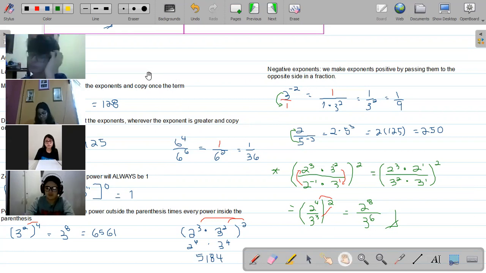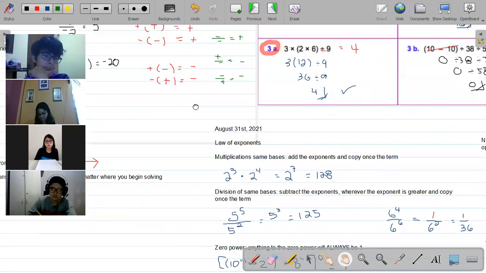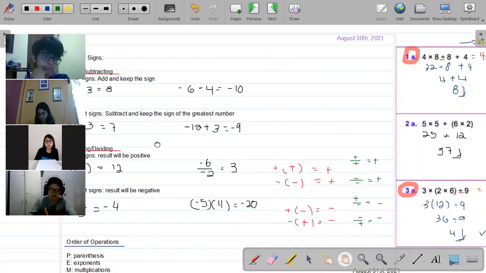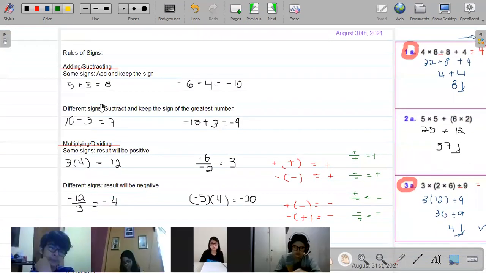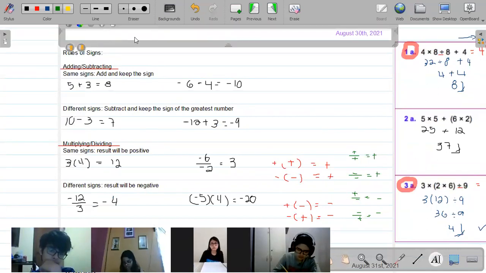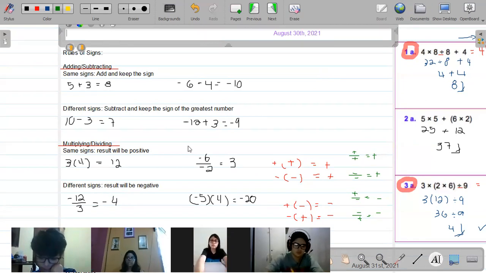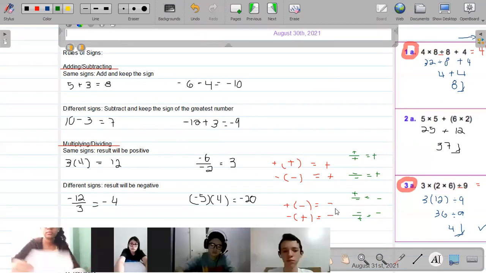Yes? Okay. Now we're going to place the name of the topic. What's the name of this topic, guys? Law of exponents. No, laws of exponents was what we saw right now, but it includes everything that we have seen, rules of signs, order of operations, and laws of exponents. What is the name of this topic?